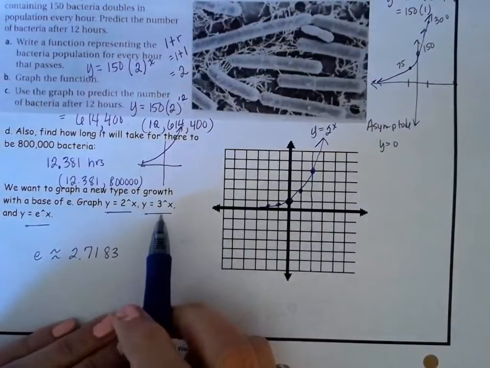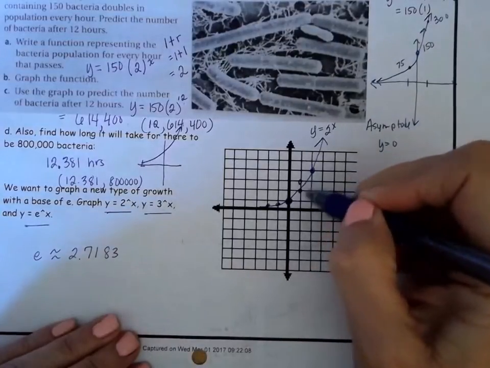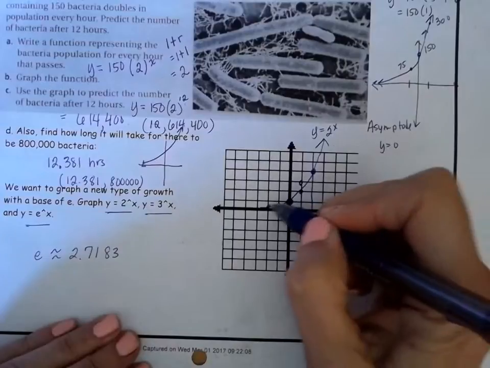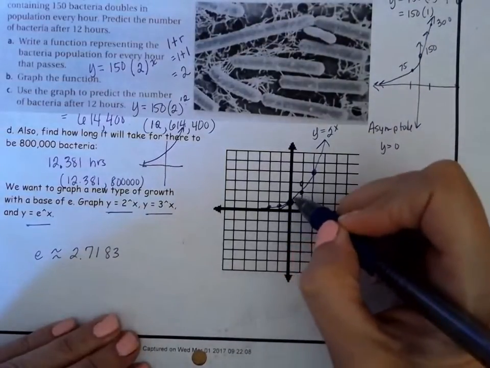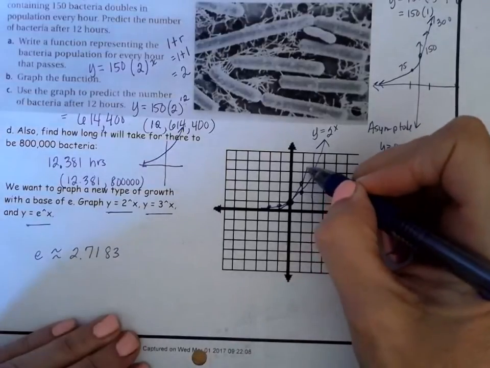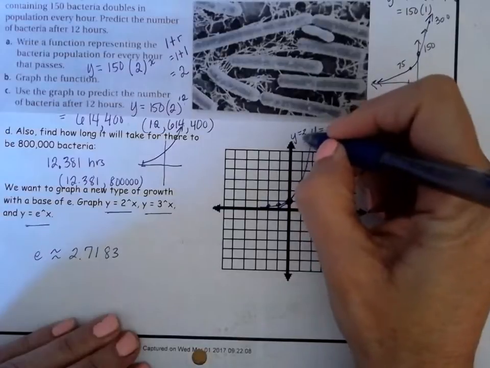Now 3 to the x looks very similar, but when I do 3 to the first I get 3, 3 to the second I get 9, so it grows more steeply, more quickly. It looks something like this, so I'd be up here at 9 for this one. This is y equals 3 to the x.